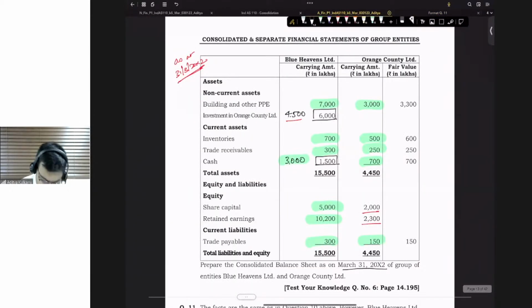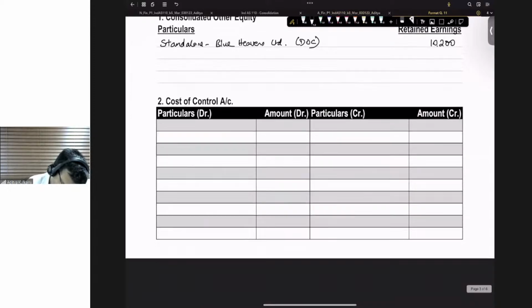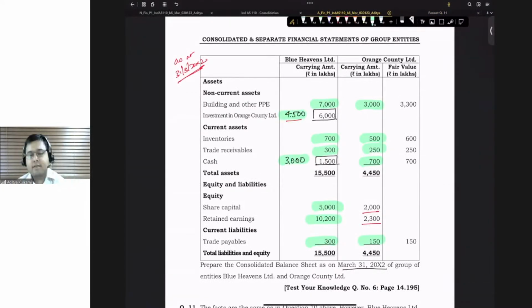So where will these items go? Well, investment will be eliminated through the cost of control account. Okay, so first thing what you do is go to your cost of control account, which is working note number 2, to investment in Orange County Limited. Okay, what is the value? 4,500. So with this elimination, I have eliminated this 4,500 also. So now all that I'm having is share capital and retained earnings.